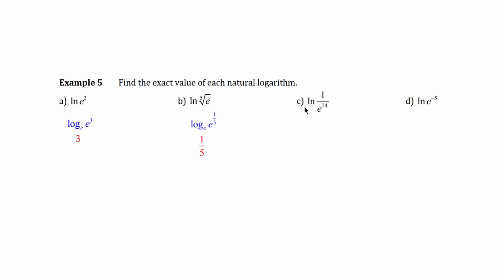For part C, we have natural log of 1 over e to the 24th power. Again, we just rewrite this as log base e, and we also rewrite 1 over e to the 24th power with the negative exponent. So we get log base e of e to the negative 24th power. This simplifies to negative 24. For part D, we have natural log of e to the negative 5th power. Again, we just rewrite this as a logarithm with base e, so we have log base e of e to the negative 5th power. This simplifies to negative 5.